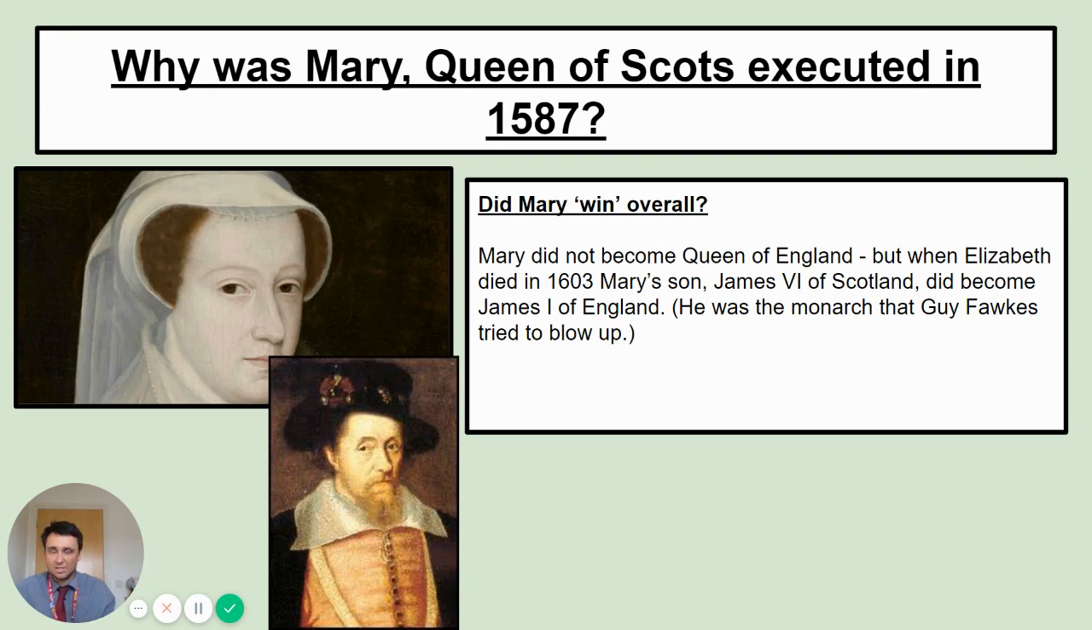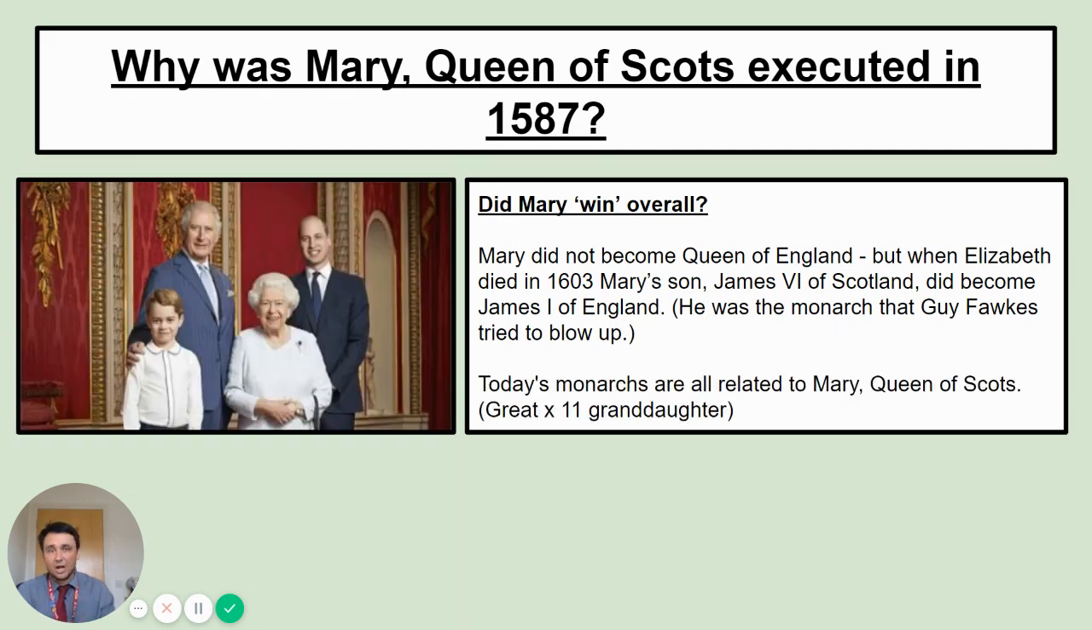It's just not Mary herself. It's James I. He's the one who Guy Fawkes tries to blow up. And that means today's monarchs are related to Mary, Queen of Scots. If you go back, I think it's something like the Queen today is great times 11 granddaughter of Mary, Queen of Scots. So although she doesn't take to the throne, her family ends up doing so.